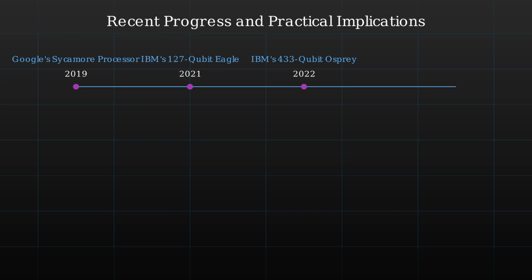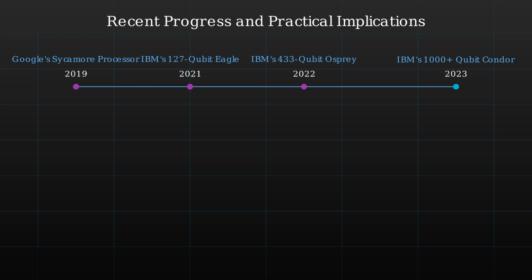Recent years have seen significant progress in quantum computing capabilities. In 2019, Google's Sycamore processor demonstrated quantum supremacy, completing a task in minutes that would take classical supercomputers thousands of years. IBM reached 127 qubits with their Eagle processor in 2021, followed by the 433-qubit Osprey in 2022.